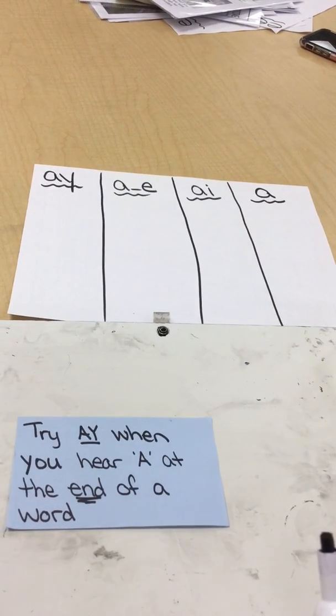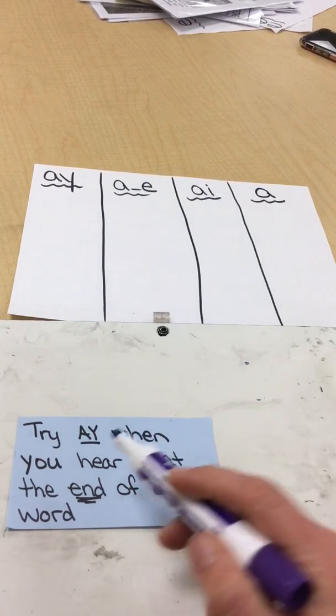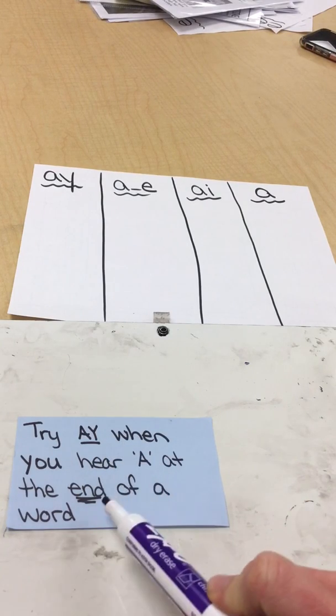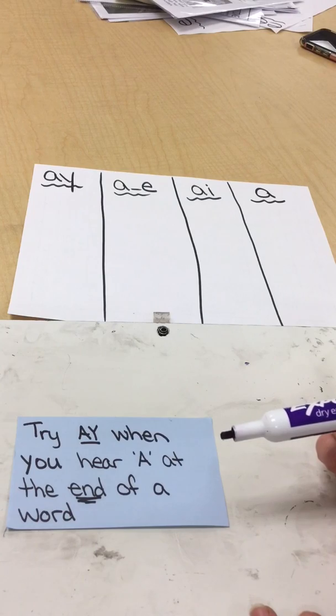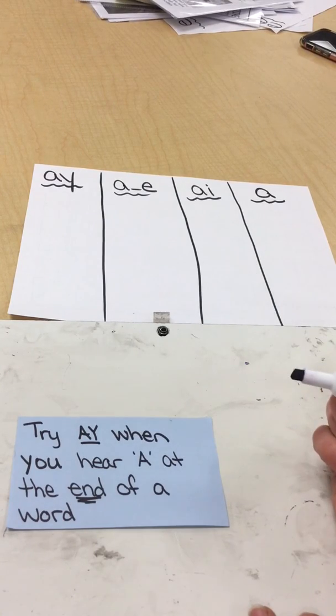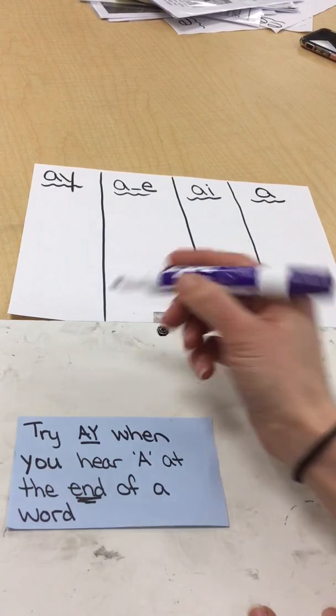Now to figure out which one it is when you're writing a word or even reading a word, you have to think about some rules. So if you hear the AY at the end of a word, you might want to try spelling the word first using the AY. So let's say I have the word way, like you are going the wrong way. I'm going to sound it out, and since I hear that A at the end, A, I'm going to try that word with an AY at the end.